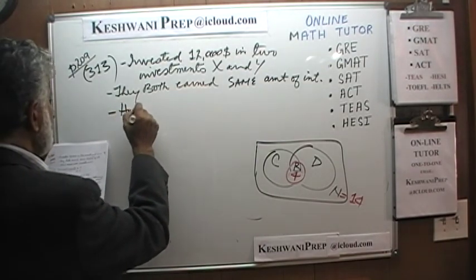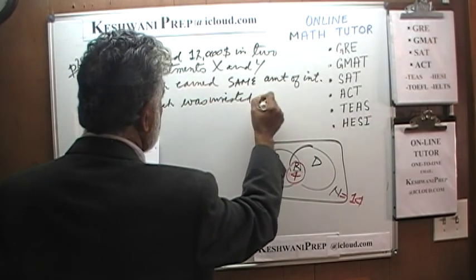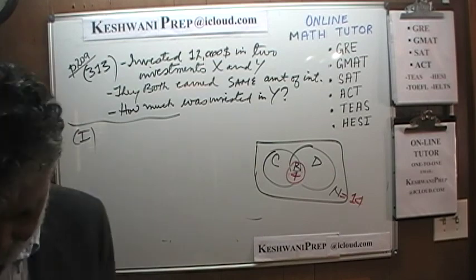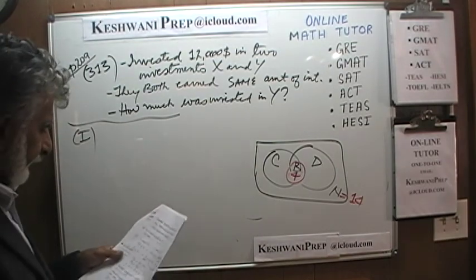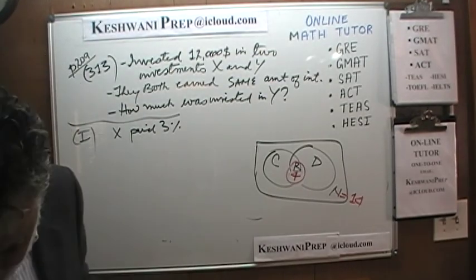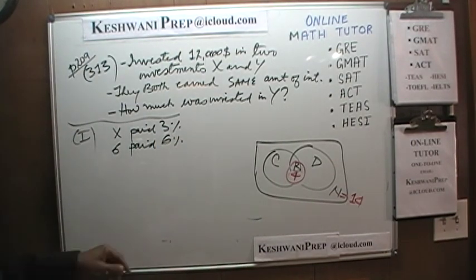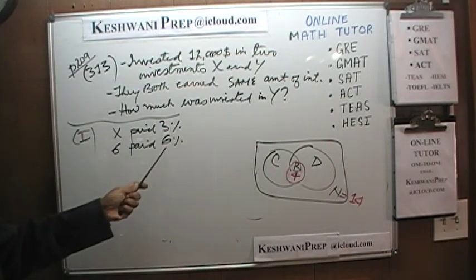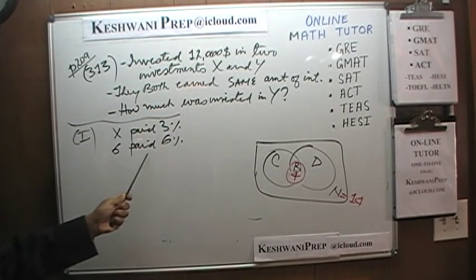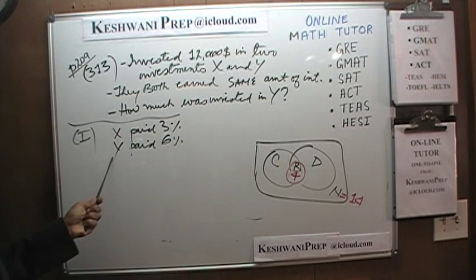The question is, how much was invested in Y? Let's see what they tell us. The first statement tells us that investment X paid 3%. What else do they tell us? Oh, there you go. And Y paid 6%. If we know the return on both of them, this one paid 3%, this one paid 6%, and the total is 12,000. Part of that 12,000 will be put in investment X, and part of that 12,000 will be put in this investment Y.